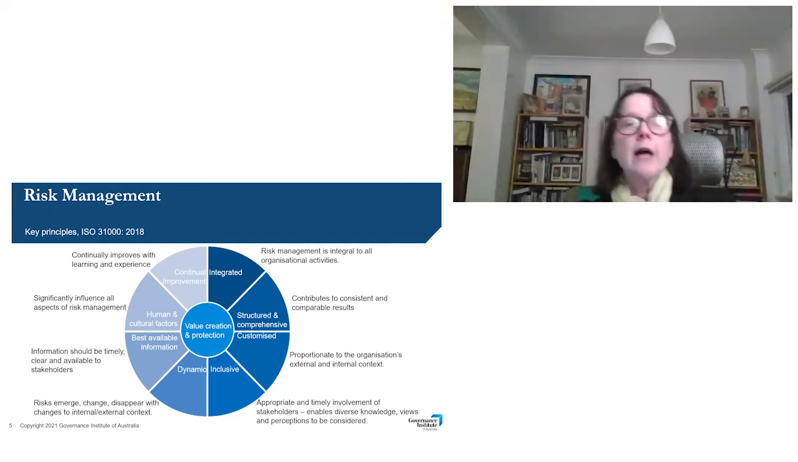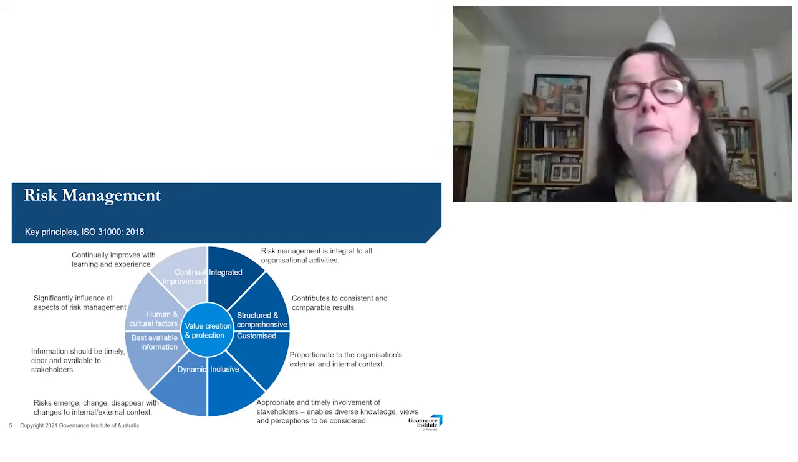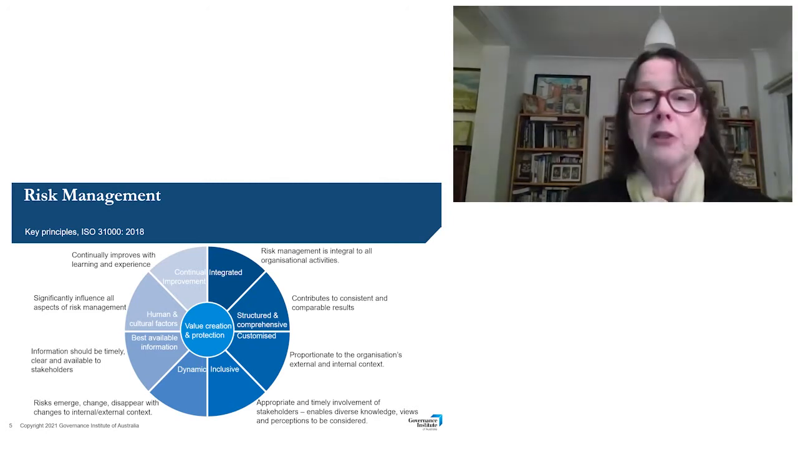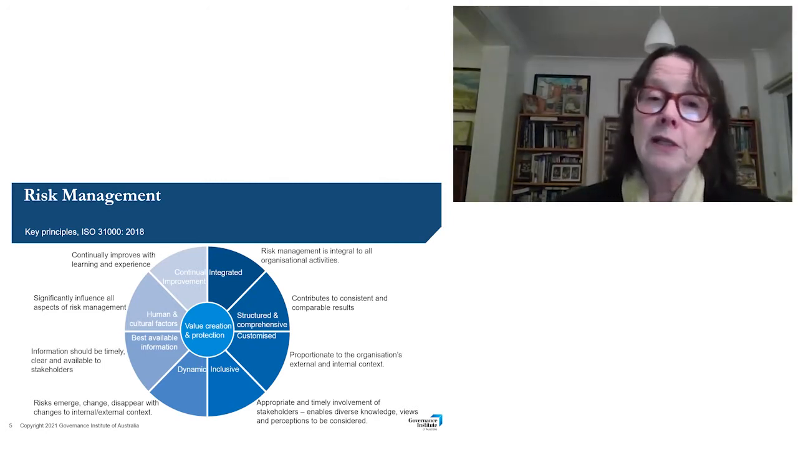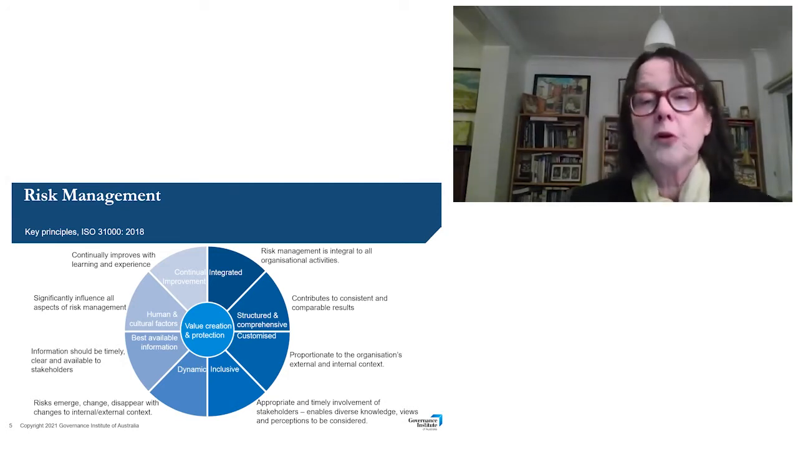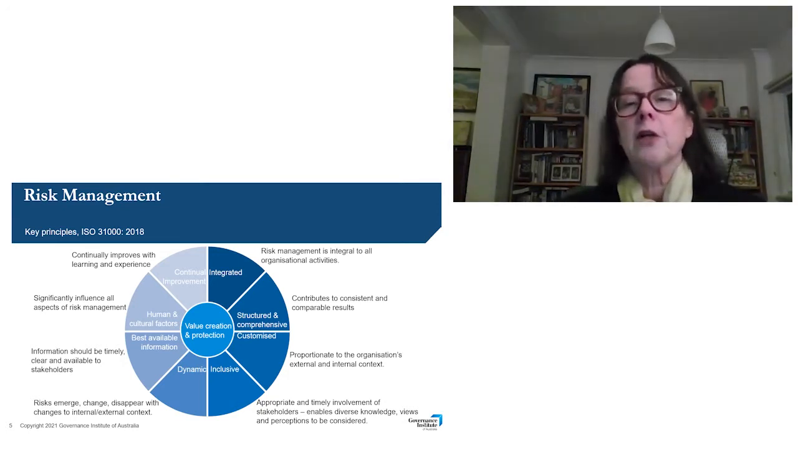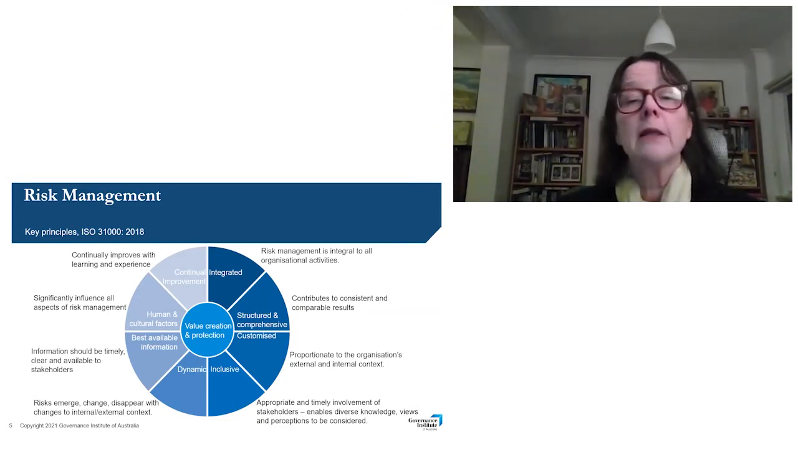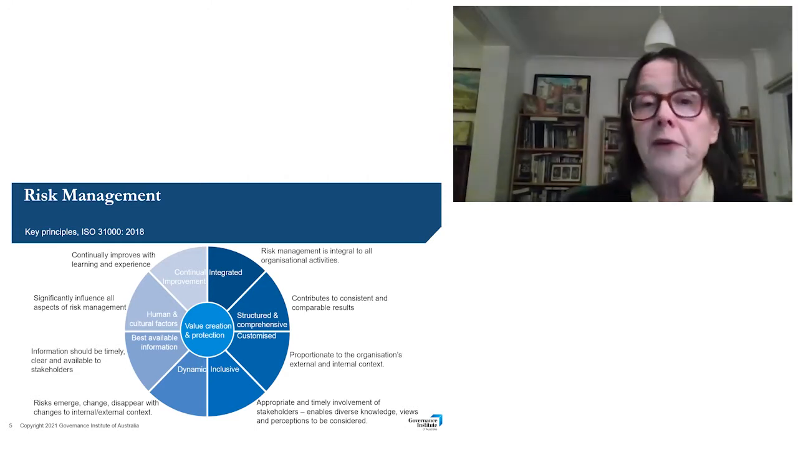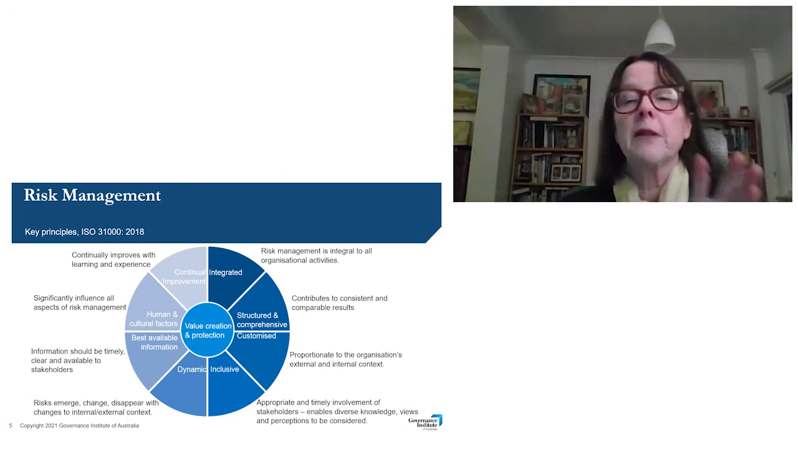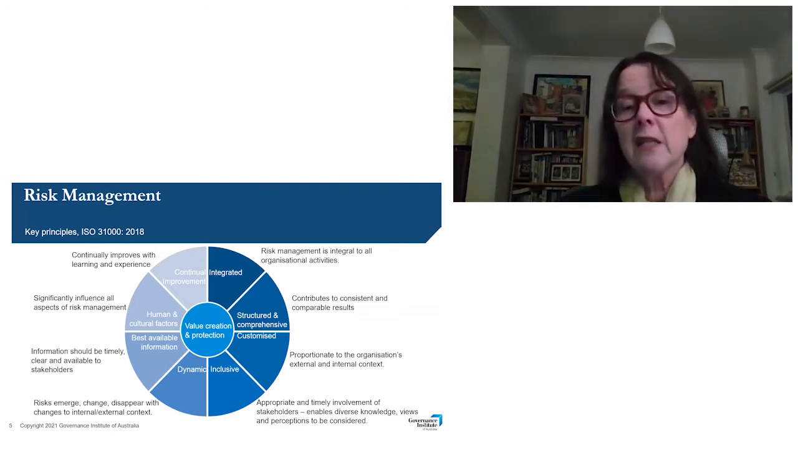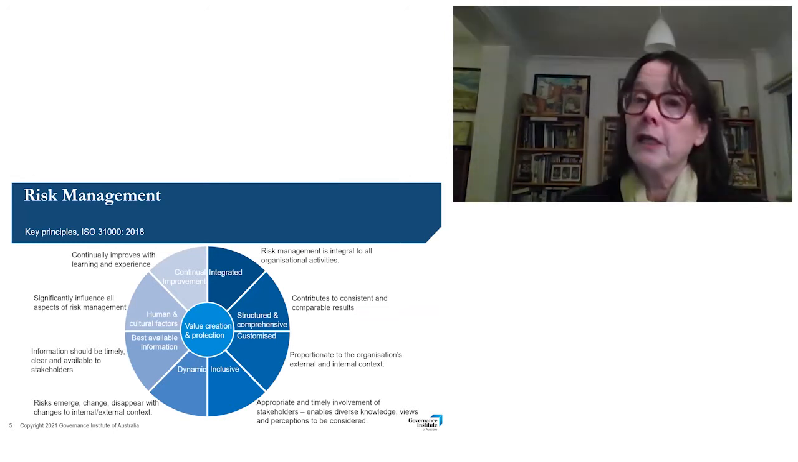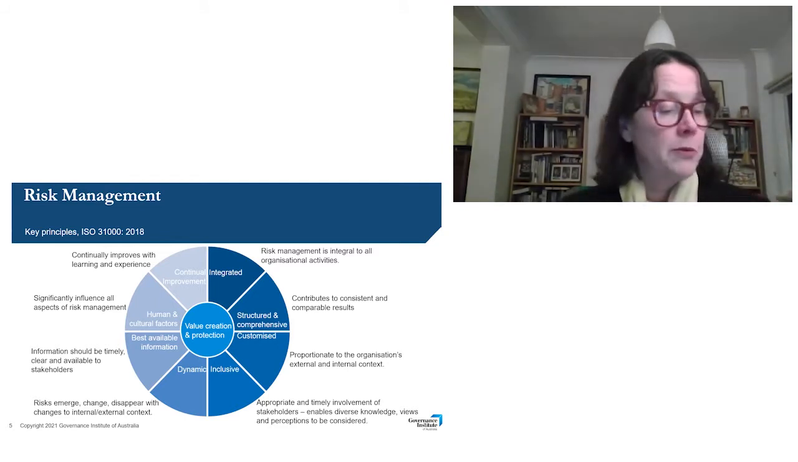Okay, so this next slide I've put up for you is the nine principles of risk management according to the International Standard. And there are international standards on all sorts of things. But if you look around that circle, it's integrated, it's structured and comprehensive, it's customised, it's inclusive, it's dynamic, it's based on the best available information, takes into account human and cultural factors, and it's continual improvement. And then there at the centre, which I guess is the reason why you're doing it, it's creating and protecting the value of your practice. So they're really the nine principles.